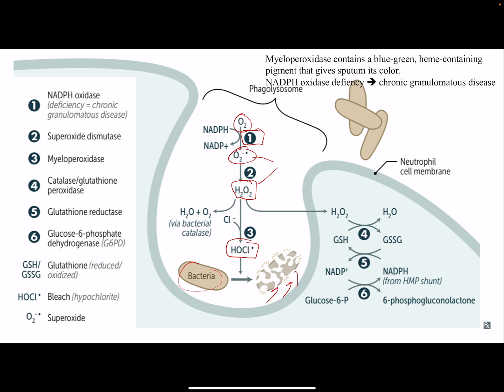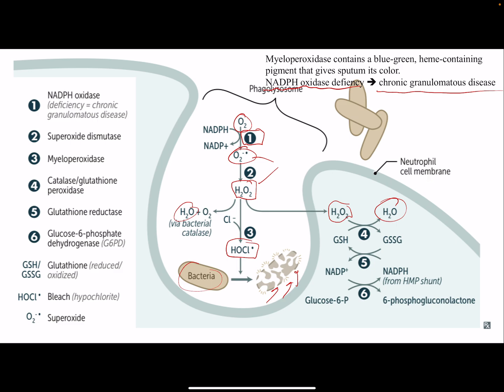I've now poked a whole bunch of holes in this bacteria. So the NADPH oxidase can be affected by a couple of diseases. NADPH oxidase deficiency causes something called chronic granulomatous disease. The hydrogen peroxide also can eventually be turned into water with glutathione or catalase.